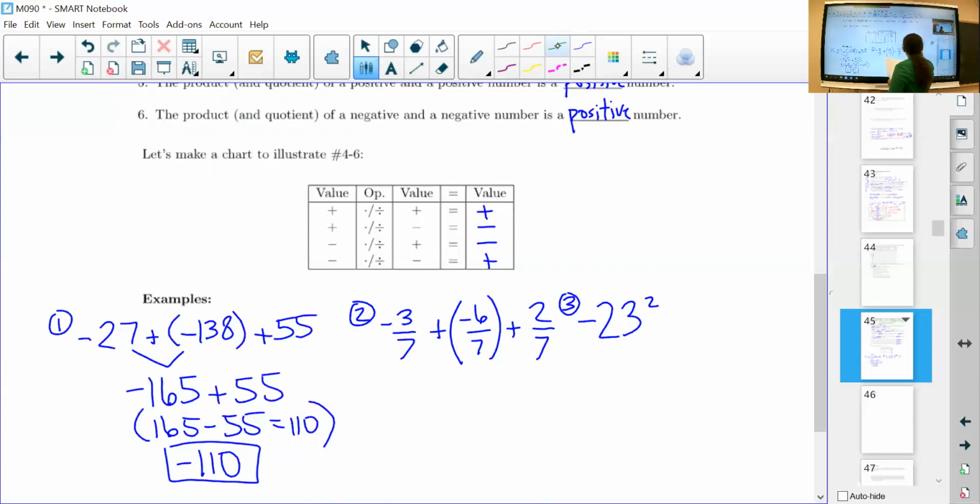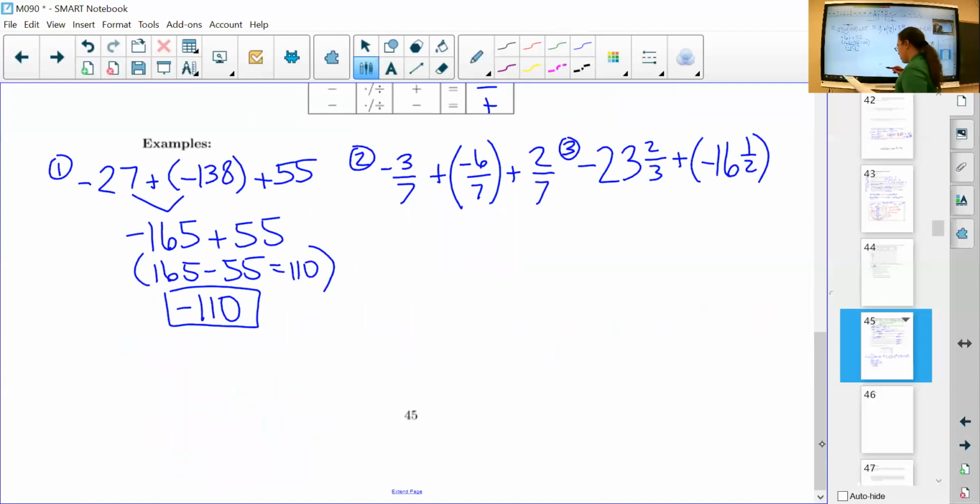Either pause it and work on that or come back to it later. And the same for this, negative 23 2/3 plus negative 16 1/2. Now we have two numbers. They're both mixed numbers. They have different denominators, so think about what you have to do before you can start putting those numbers together.